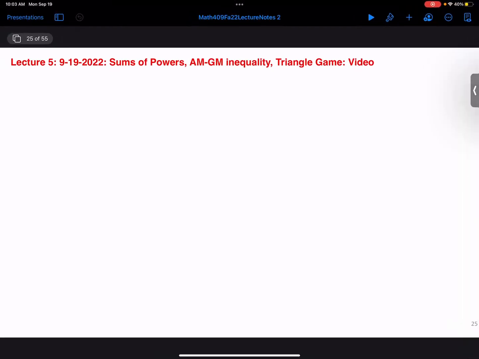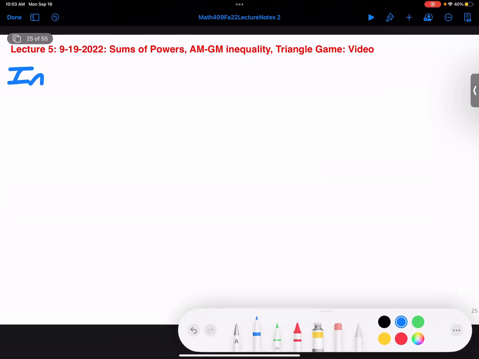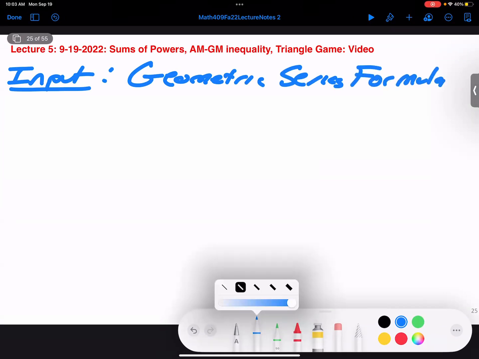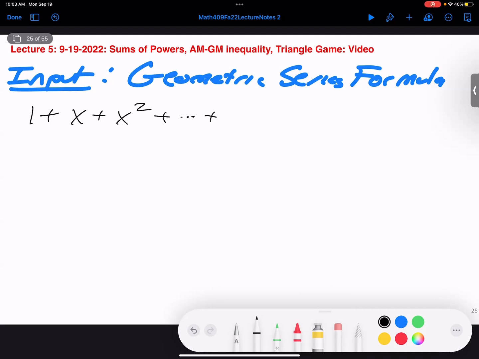So the input that I need is the geometric series formula. So if we have 1 plus x plus x squared plus ... plus x to the n, this is equal to 1 minus x to the n plus 1 over 1 minus x. Does anybody remember how to prove this?